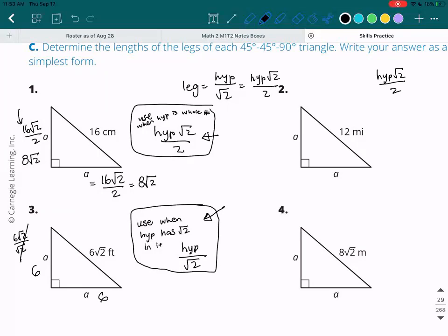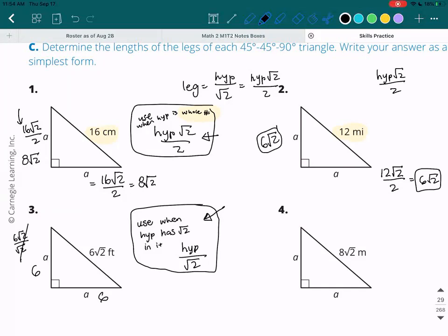But we're using this hypotenuse radical 2 over 2 equation because this hypotenuse is a whole number. Let me just highlight that. Whole number, whole number, whole number. So we use this equation to go with it. Let's put it into the equation. We have a is equal to 12 radical 2 over 2. Let's simplify this. What's 12 divided by 2? 6. Good. So our answer is 6 radical 2. And that's the same thing over here, 6 radical 2.